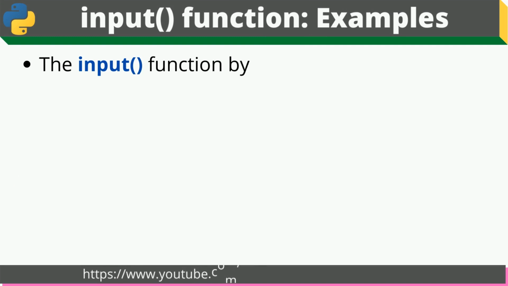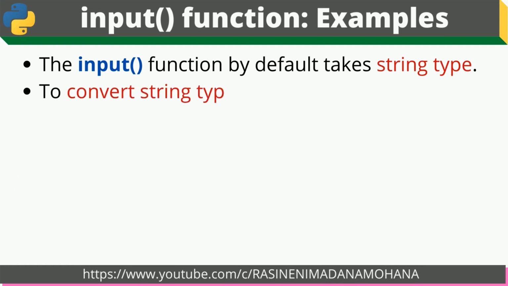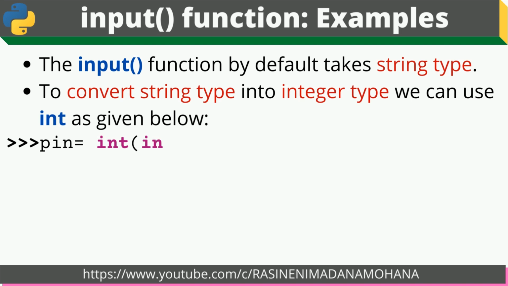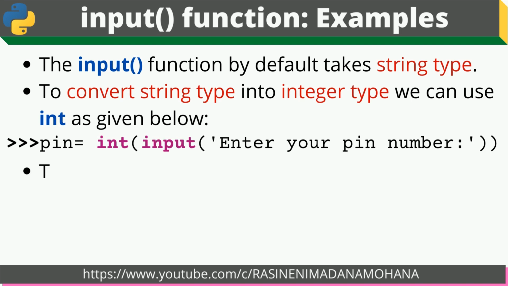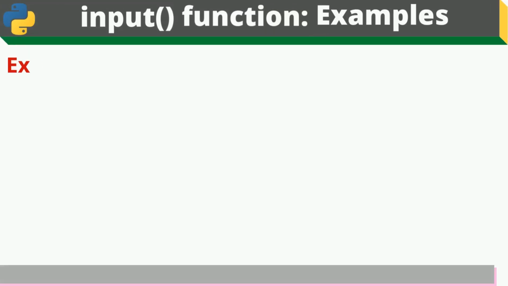Now you can see the input function by default takes string type. To convert string type into integer type, we can use int as given below. Now the above statement can be rewritten as pin equal to int of input of enter your pin number. This is called a typecasting function. Now by including this int type, let us see the output of this program.